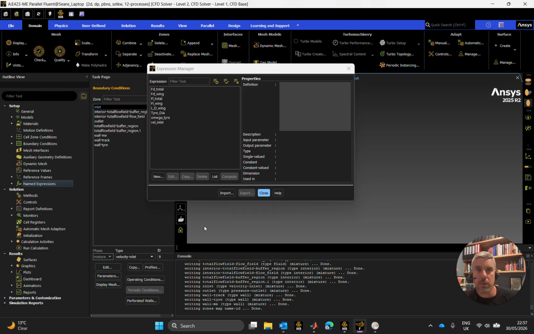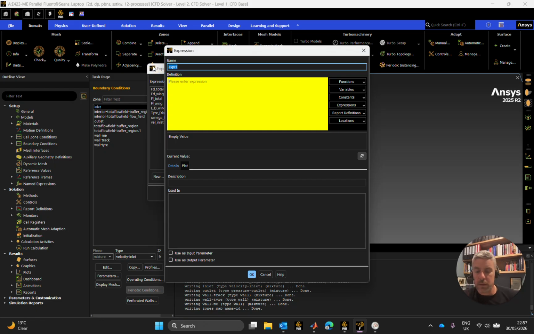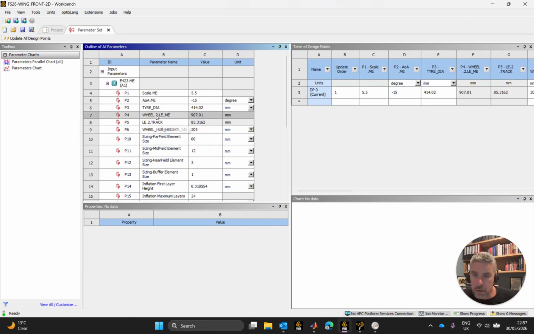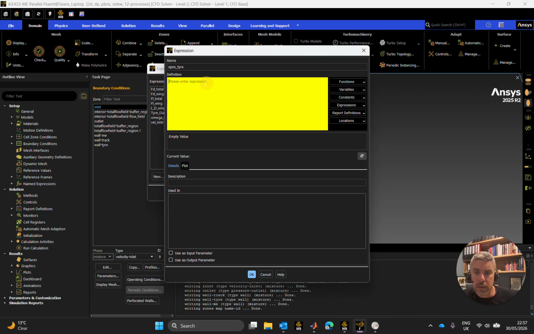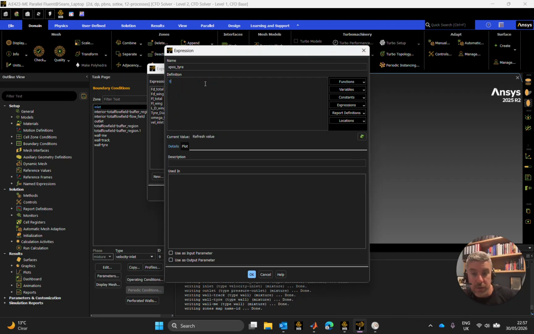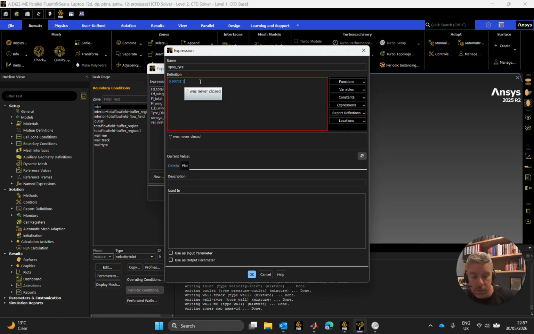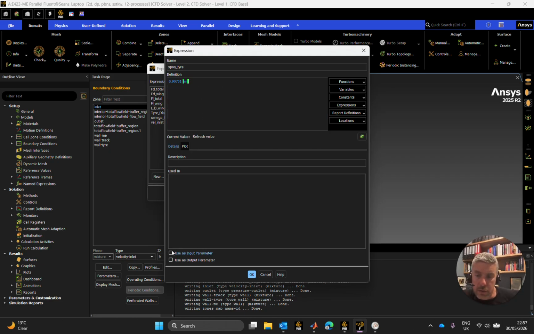So it's a moving wall, and it's going to be rotational. I also need the center of my rotation, which means I'm going to need to know my X position of my tire. Again, I'm going to put this in as a constant. So again, this is another one. Wheel to leading edge ME for the main element, 907. I have that because the leading edge is at 0, 0. 907.01 back is where it is. So I'm going to write this in as 0.90701. That's in meters. And I use that as an input parameter.